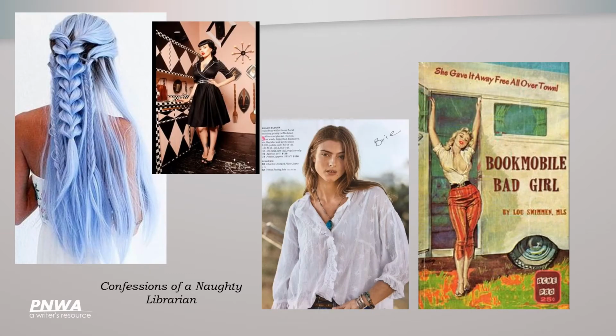As I'm creating these characters, I collect images that help me to round out their personalities. Remember Bree from Confessions of a Naughty Librarian? Well, she has blue hair. She has a certain style sense, so I collect images of clothes that she might wear. She has a certain look. Oh, and maybe she's influenced by that bookmobile bad girl. Okay, well, she's naughty. She's just not that naughty. So again, this is a collection of images that inspire you to create characters.